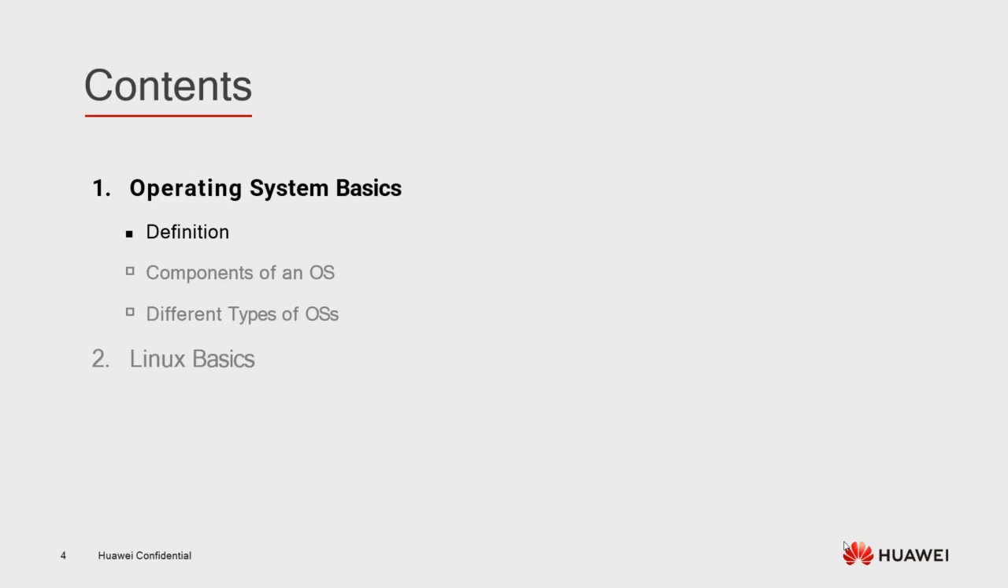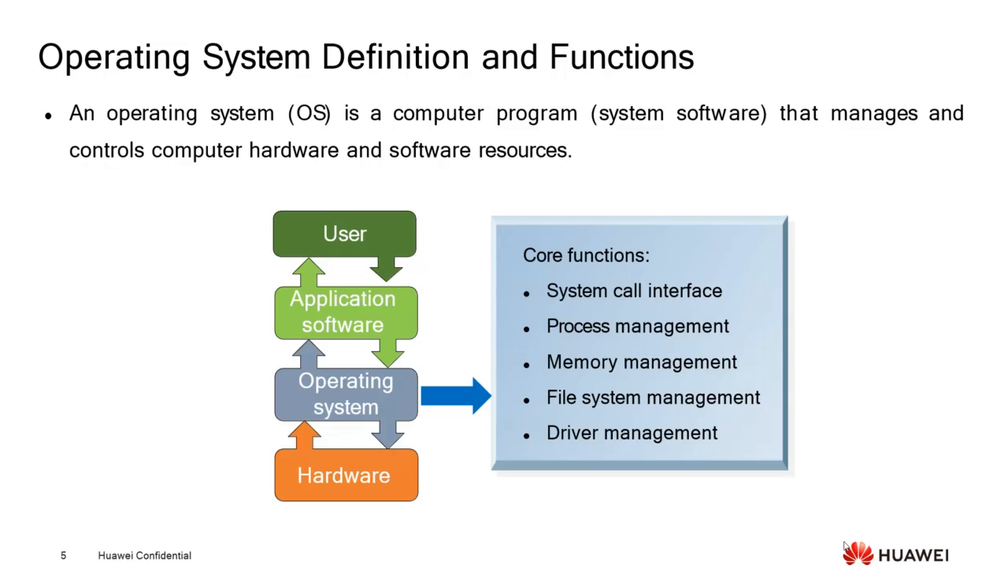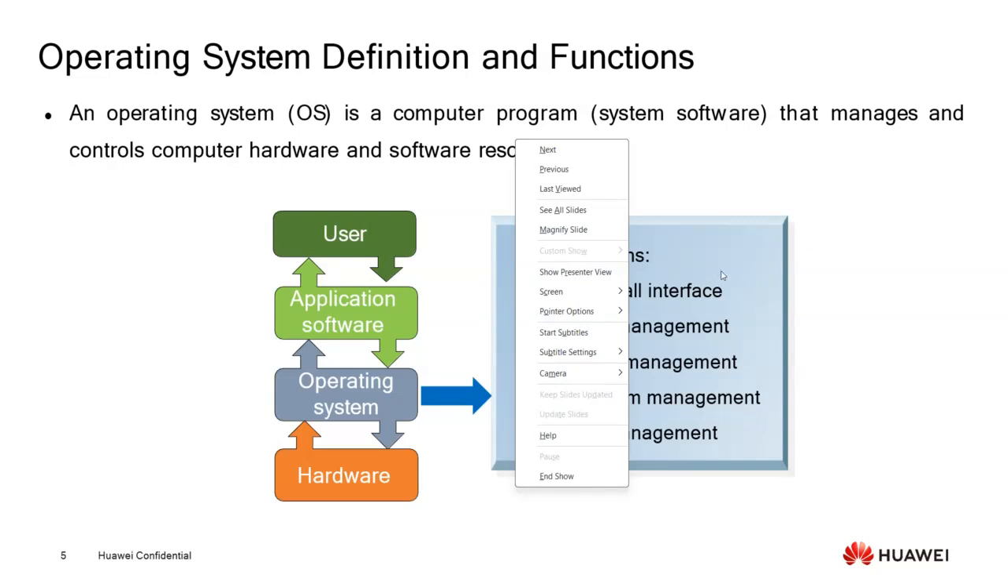So let's look at the definition of operating system. By definition, operating system simply means a system software that manages and controls computer hardware and software resources. So not just the hardware resources, also there are software resources like programs that the operating system helps to manage. So let's look at this diagram together.